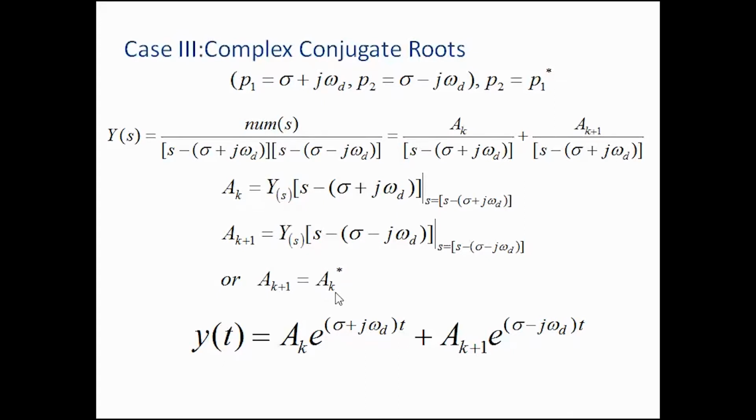So once the coefficients are now obtained, we have the general expected y of t, or inverse Laplace transform, given by a sub k e raised to quantity sigma plus j omega d closed quantity times t, plus a sub k plus 1 e raised to quantity sigma minus j omega d closed quantity multiplied by t.